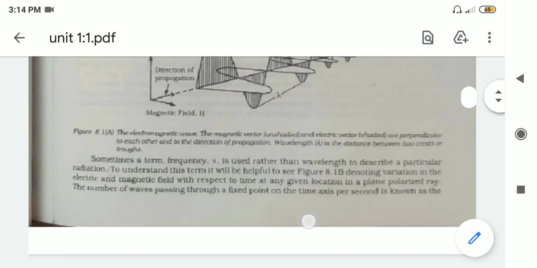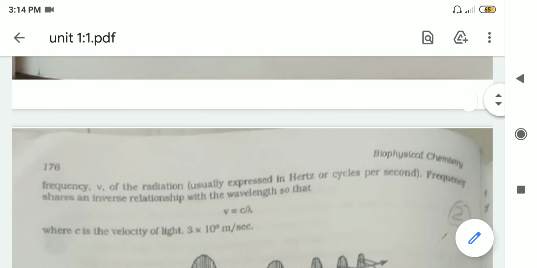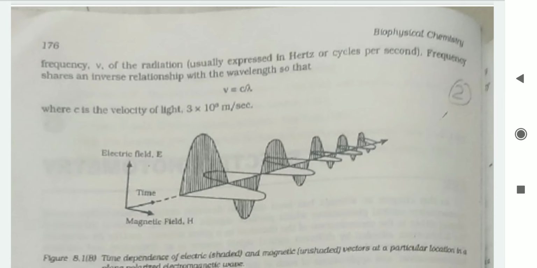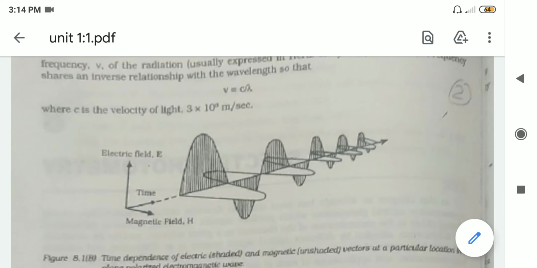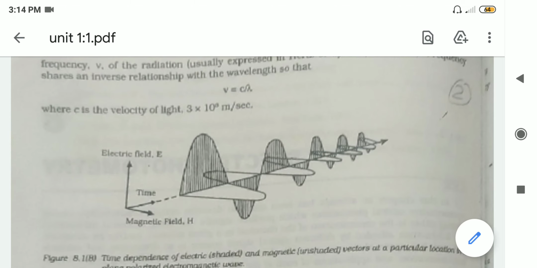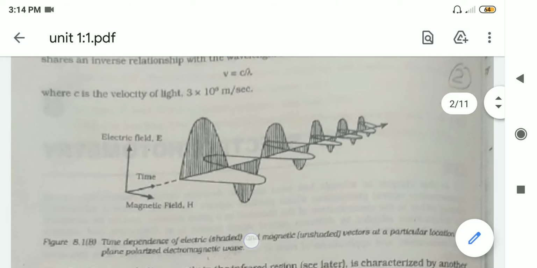So mu, that is the frequency, is equal to the speed of light upon the wavelength of light. The higher the wavelength of light, the lower will be the frequency of light. The lower the wavelength of light, the higher will be the frequency of light. C here is the speed of light, or the velocity of light, that is 3 into 10 raised to 8 meters per second.